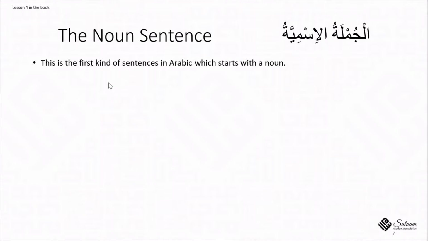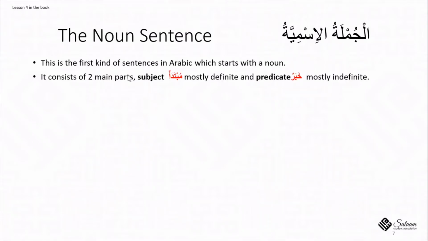And it is called the noun sentence. It consists of two main parts. The noun sentence is complete when we have two main parts. The first part is called the subject, which is the first word, and it's mostly a definite thing that you're going to talk about. The second part is called the predicate, and it's called in Arabic a khabar. So al-jumlatul ismiyya, the noun sentence, has two parts: mubtada, subject, and khabar.